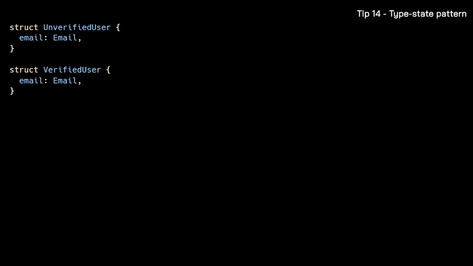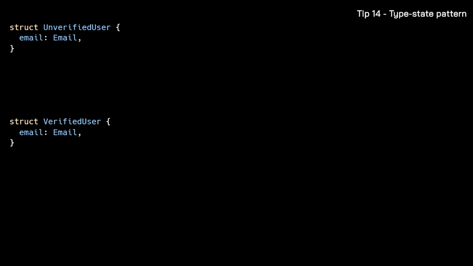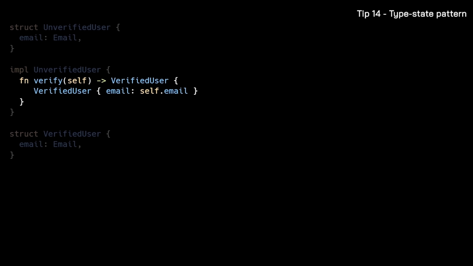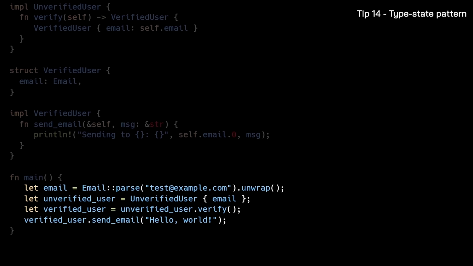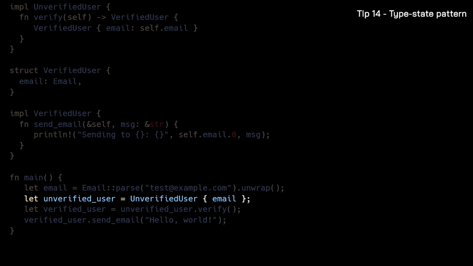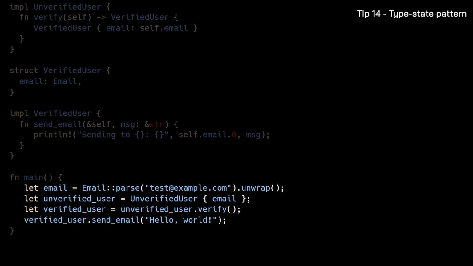We'll represent each state as its own struct. Unverified users will have a verify method that consumes self and returns a verified user. By consuming self, we guarantee the original unverified instance can no longer be used. And since verified user has its own send email method, only verified users can call it, enforced by the compiler, not runtime checks. By modeling our user states as types, the compiler enforces the flow for us. Unverified users can't send emails, and verified users can't go back to being unverified. That's how you design programs so that invalid states are impossible to represent in the first place.